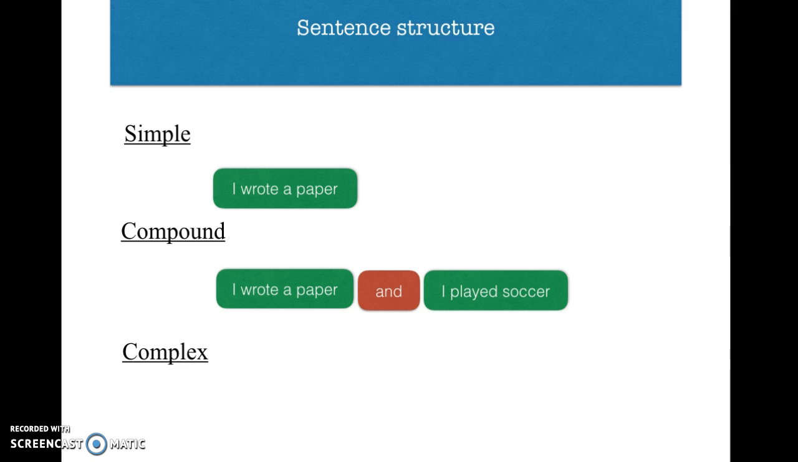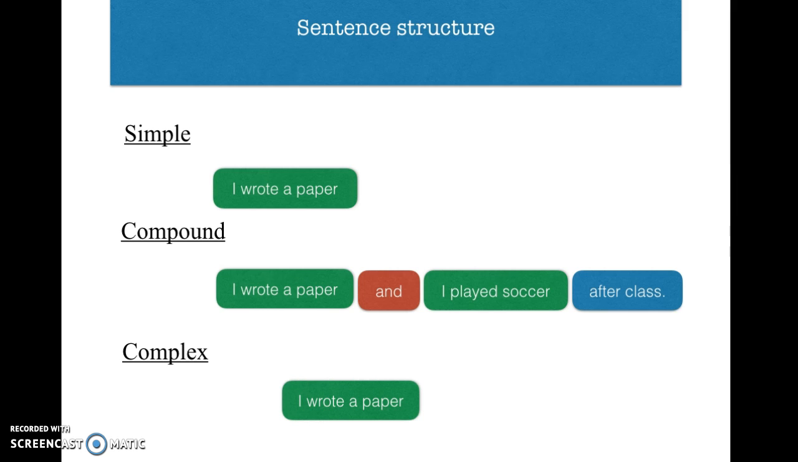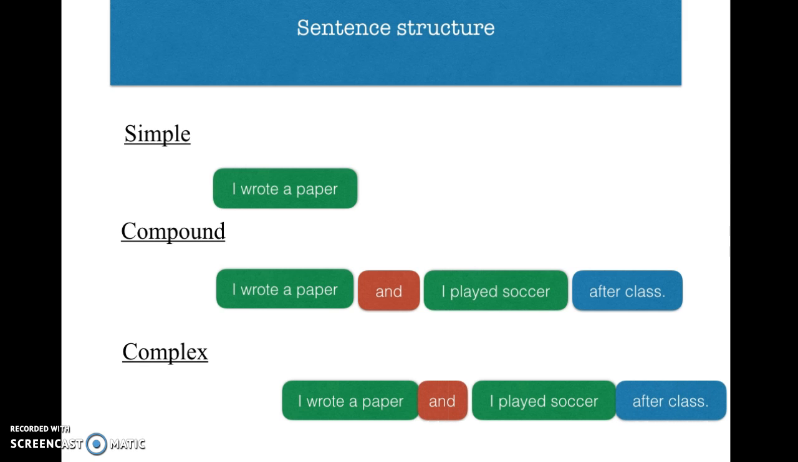If you wanted to make it a little bit more complicated, you could add the prepositional phrase after class in there as well. Okay, so we're getting more complicated as we go. Let's look at a complex sentence. I wrote a paper. I played soccer. We have and, we have the prepositional phrase afterwards, after class. To make it more complex, we can add a dependent clause like although I was really busy.